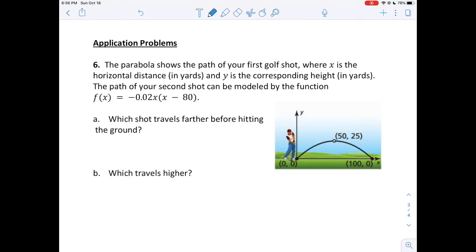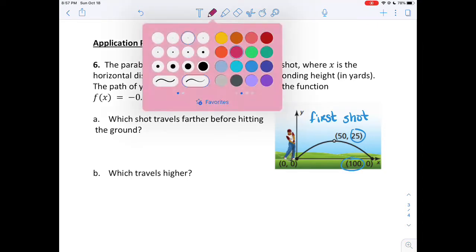Let's look at a couple of application problems. Example number 6 says that the parabola shows the path of your first golf shot. So this is our first shot over here in the parabola, and x is the horizontal distance in yards and y is the corresponding height. So we can see that we hit this shot 100 yards and at its peak it hit a height of 25 yards.